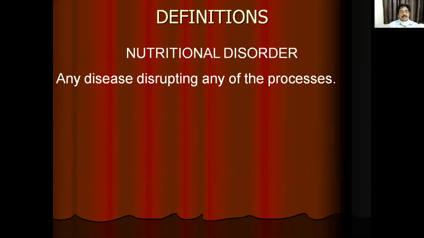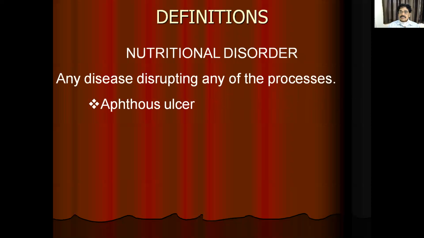Now, I would like to give you some definitions regarding nutrition. We talk about nutritional disease or nutritional disorder. What is a nutritional disorder? Any disease disrupting any of these processes. What are the processes? Mastication, deglutition, digestion, absorption, and assimilation. Any disease which is causing disruption or difficulty in any of these 5 processes can be called a nutritional disorder. You understand this point? Nutritional disorder doesn't mean that you should have some ulcers in the mouth. Any process which causes a problem for any of these processes can be called a nutritional disorder.